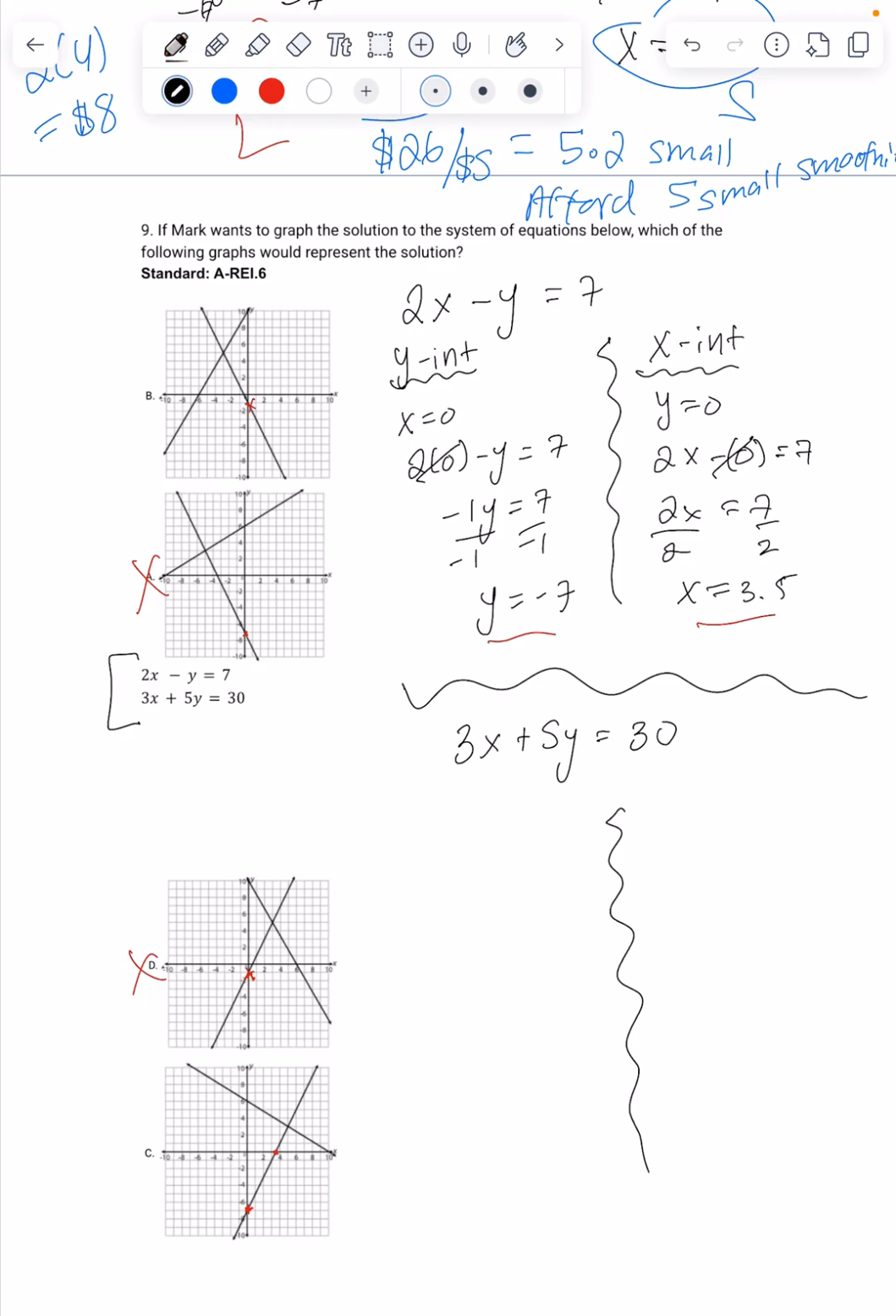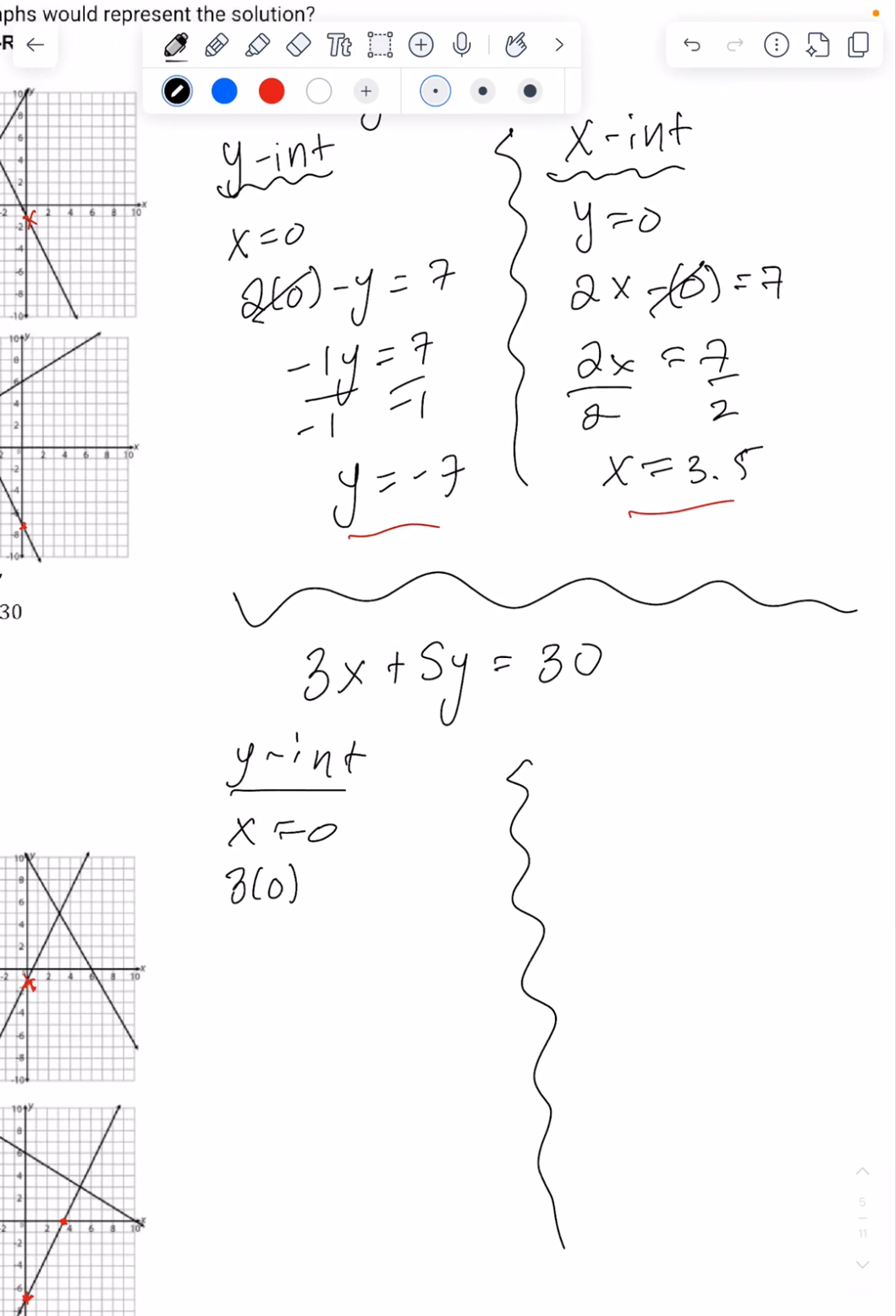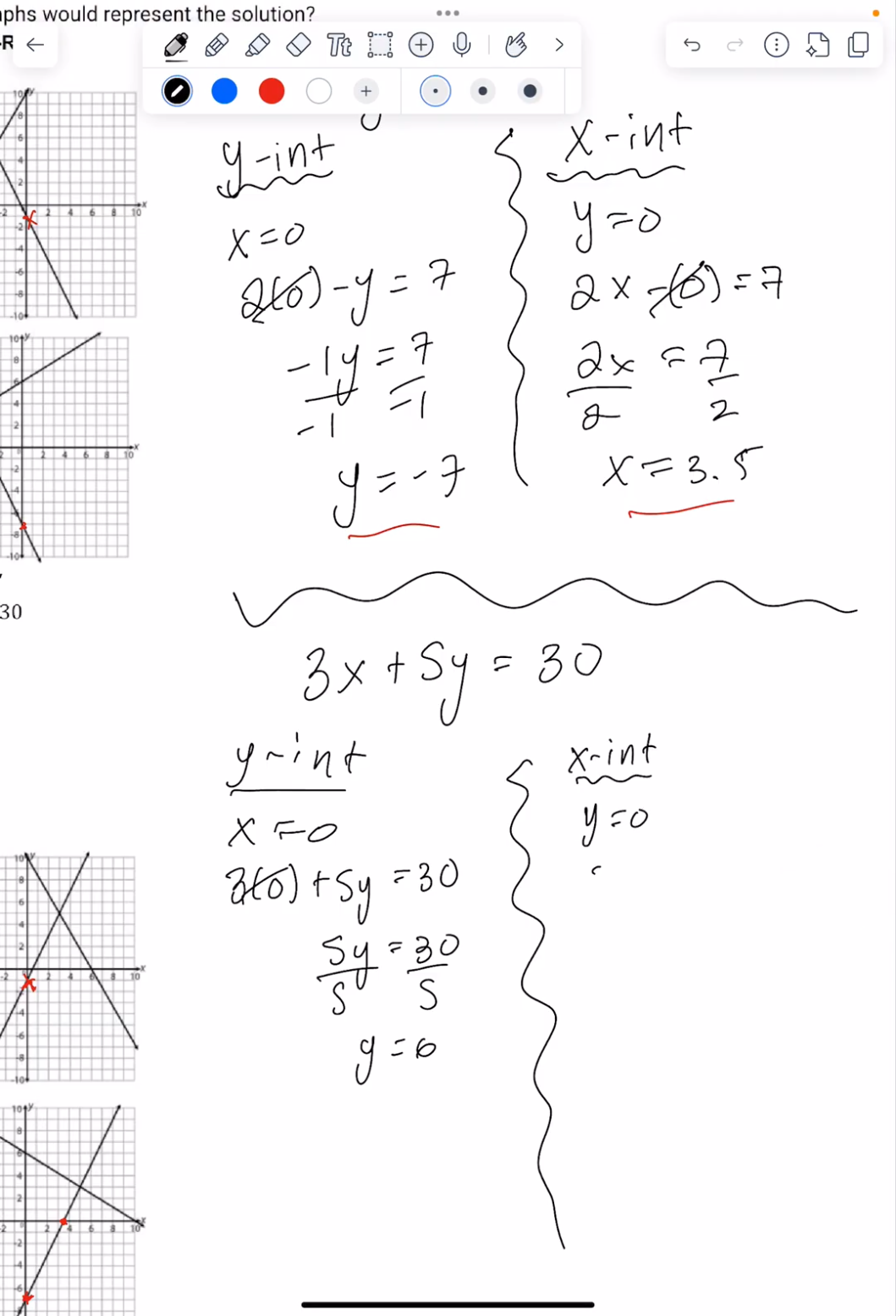So let's just keep going with the second equation. Again, same thing. If I wanted to find the y-intercept in this case, I would set x equal to 0. So I would get 3 times 0 plus 5y is equal to 30. These cancel out. You get 5y is equal to 30, divided by 5, y is equal to 6 for this one. And then when I'm trying to find the x-intercept, again, y is equal to 0 now. So you get 3x plus 5 times 0 is equal to 30. And these cancel out. We get 3x is equal to 30, divided by 3, x is equal to 10, right?